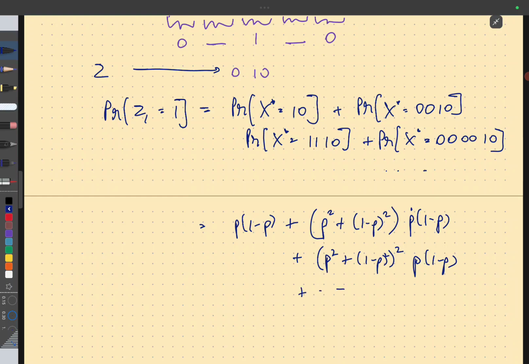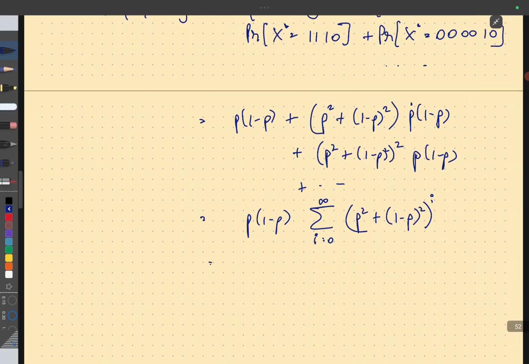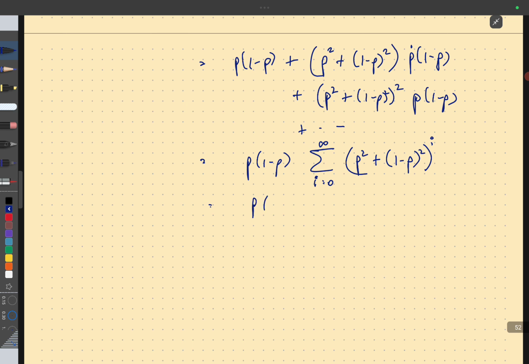Right, and so on. So this is equal to p into 1 minus p times summation i equal to 0 all the way up to infinity of (p square plus 1 minus p whole square) to the power i, which is p into 1 minus p times 1 by 1 minus (p square plus 1 minus p the whole square).